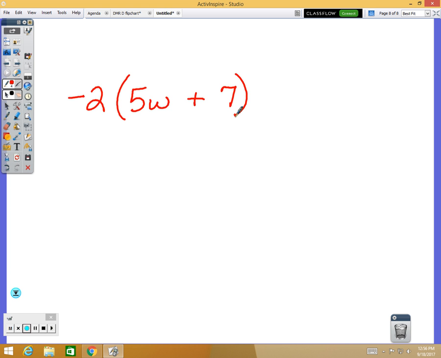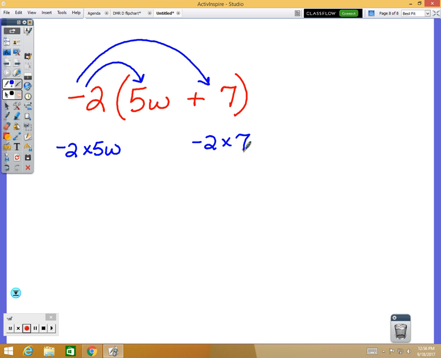So reviewing our multiplying rules with negative numbers. When the signs are the same, a negative times a negative, or a positive times a positive, the answer is positive. Same sign, positive. And when the signs are different, the answer is negative. This poster is always up here to help us with our multiplying. So first, I'm going to do -2 times 5W, and then I'm going to do -2 times 7. And in between these two things is that plus sign.